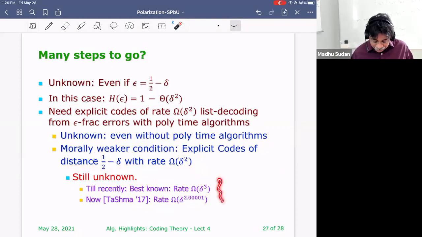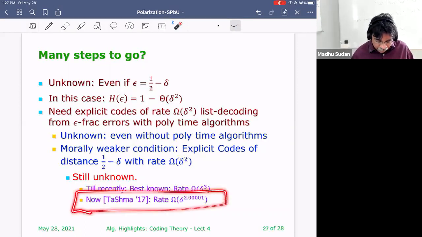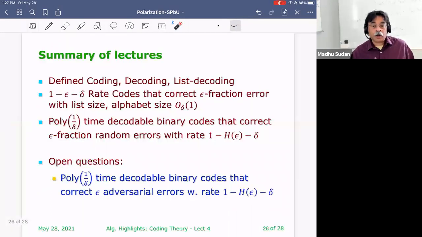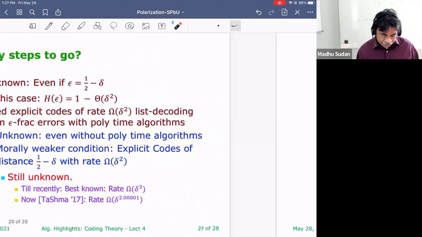But in a breakthrough work, Tashma told us how you can get the rate arbitrarily close to delta squared, delta squared plus epsilon for every epsilon. I didn't want to put all those quantifiers, I just said 2.0001. So this is the best we know today. All these levels of unknown have to be jumped over to get to the ultimate theorem that we want here. So there's a long way to go, and this is after having made a lot of progress in recent years. That's all I had to say.